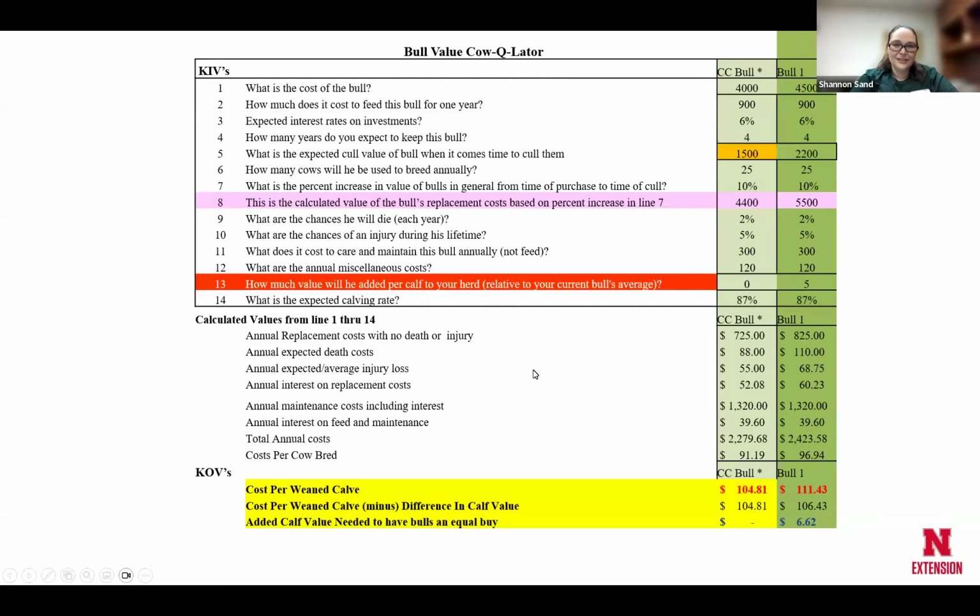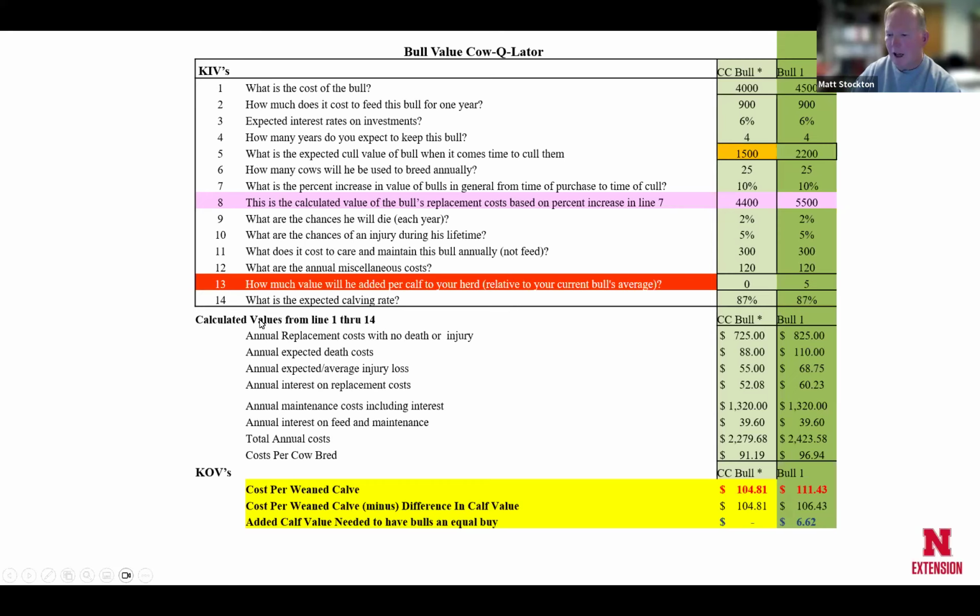Sounds good. All right, so this is what it kind of looks like. This is part of the page on a worksheet, the program page of the calculator. It has 14 questions, Shannon? Yeah, 14 different inputs that you get to choose. Some of them aren't questions, some are statements, and some are calculated on the sheet. Line 8 is calculated, and line 13 is really important, and that's why it's in red, because we really want to talk about that, and I've got to make sure to remember to do that.